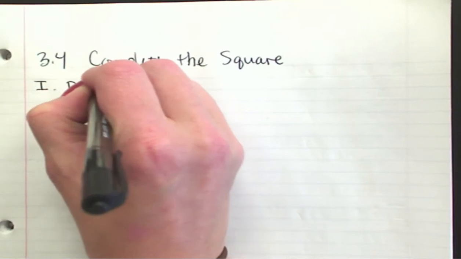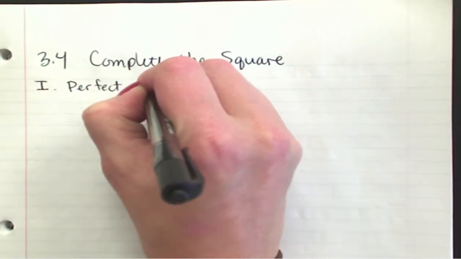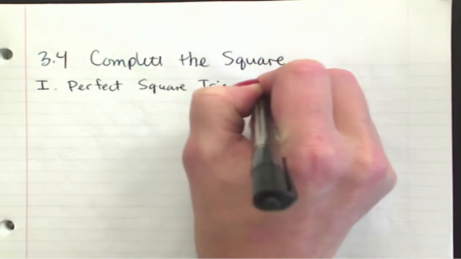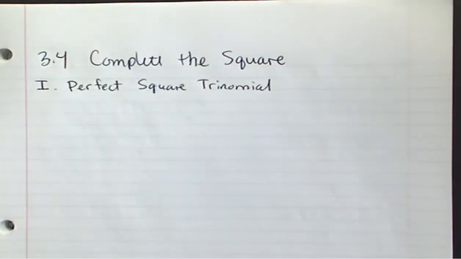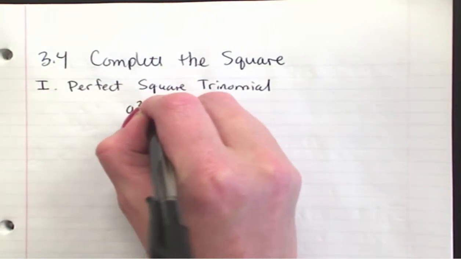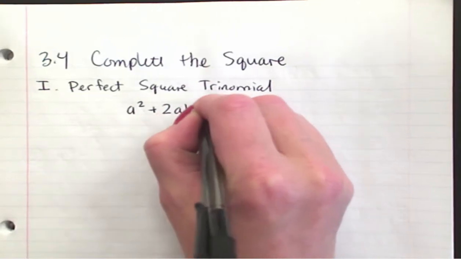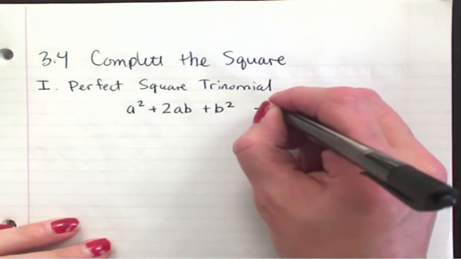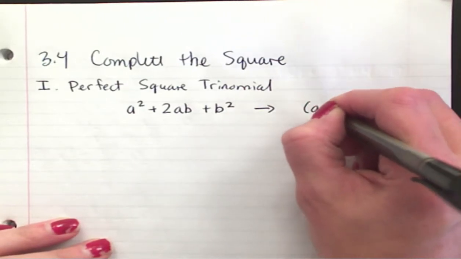First thing we're going to do is talk about a perfect square trinomial. And we're going to write down what a perfect square trinomial is. We talked about it a little bit with factoring, and we're going to talk about it some more. Perfect square trinomial is this. It has a specific format. Notice that the first and the last terms are perfect squares.